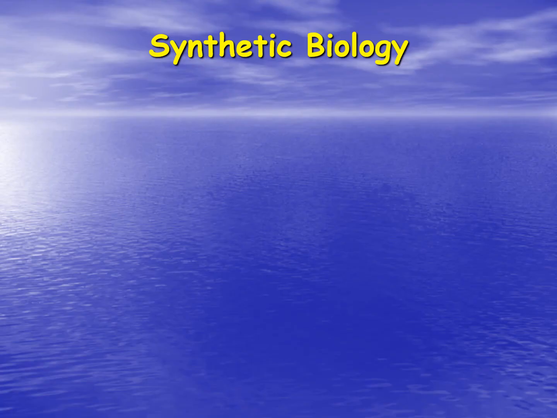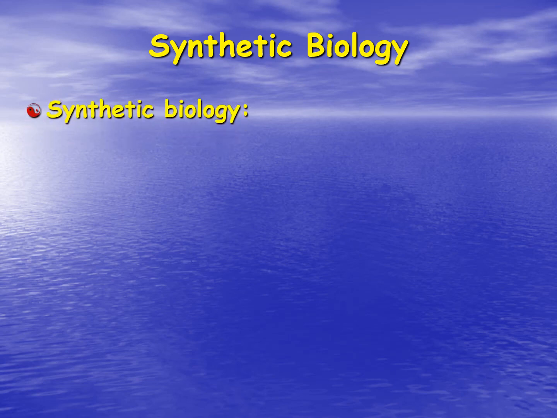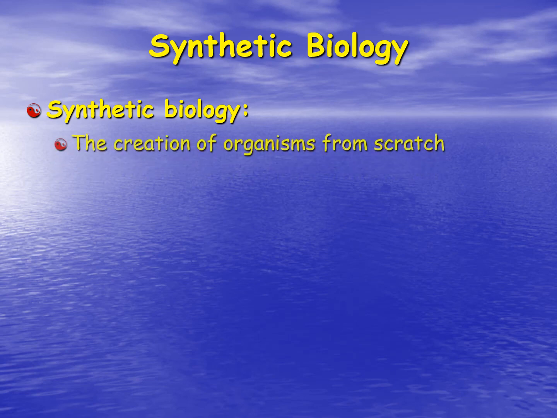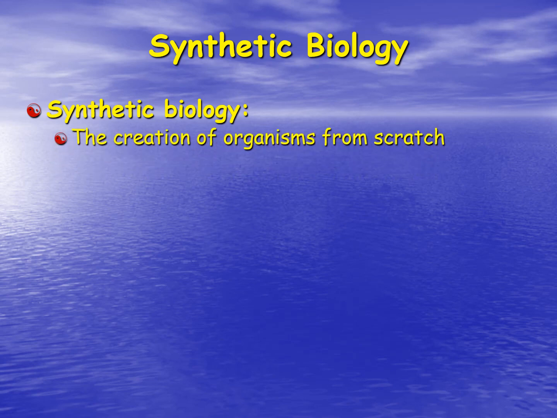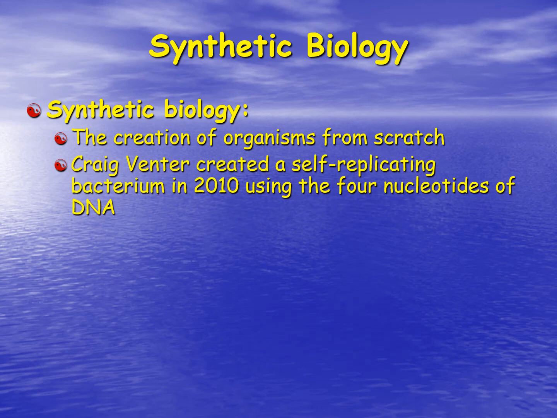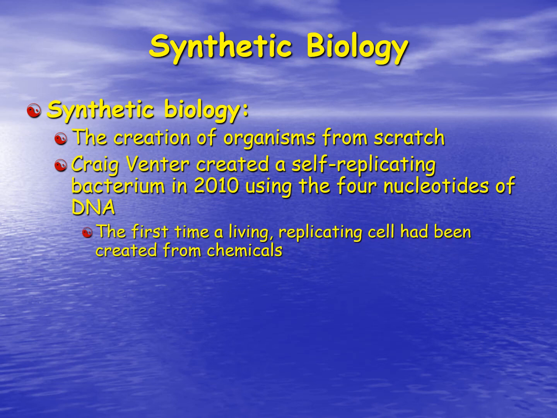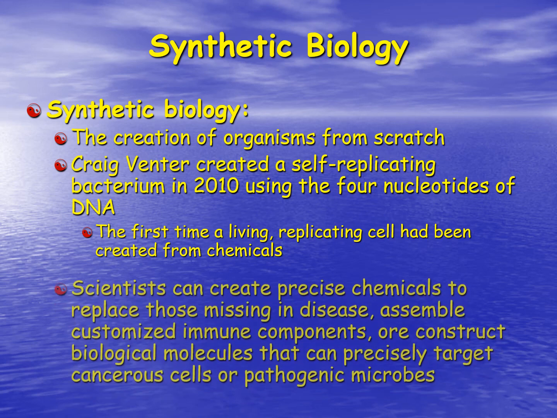So, can we create a living organism from non-living things? Well, I actually thought we put that to bed when we talked about spontaneous generation and biogenesis. However, it's come back around. Synthetic biology is the creation of organisms from chemical scratch. Craig Venter back in 2010 created a self-replicating bacterium using 4 nucleotides of DNA. This was the first time a living replicating cell had been created from the raw chemicals.